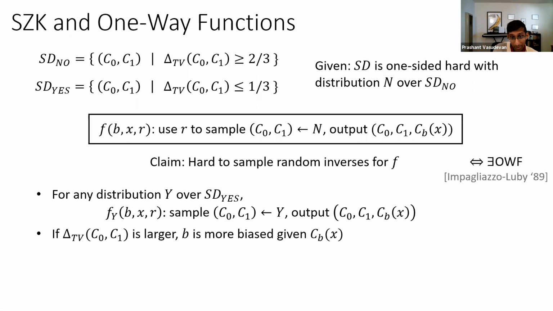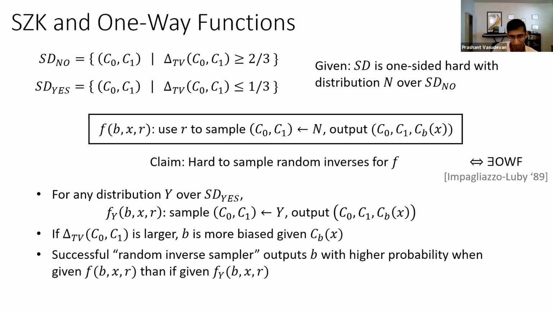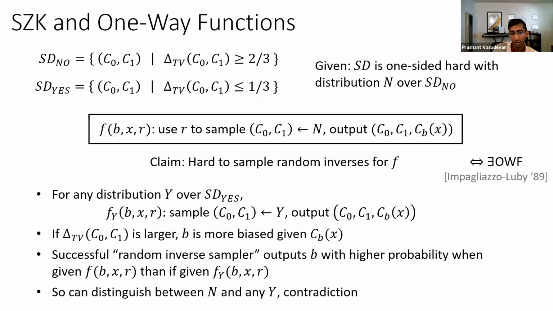Right? So if you did indeed have this random inverse sampler, then you can give it an output from F or F_Y and see whether it's able to give you the same b that you used as input. And if you had given it a sample from F, an output of F, then it is simply more likely to give you b, as opposed to if you had given it a sample from F_Y, an output of F_Y. And this lets you distinguish between N and any distribution Y over S instances, which is a contradiction, which breaks one-sided average case hardness.